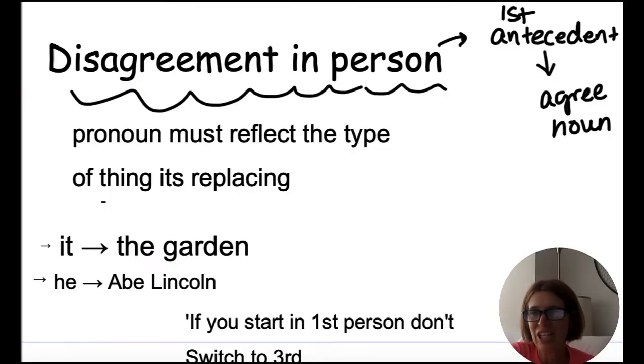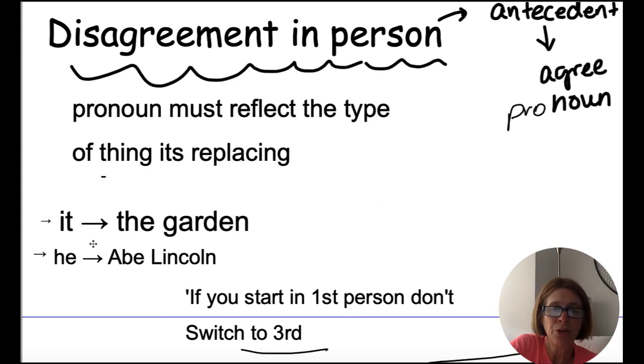All right, so then we really want to think about disagreement in person. First, again, find the antecedent and see if it agrees with the pronoun. Pronouns must reflect the type of thing they're replacing. So the garden would be it, whereas a Blinken would be he. Another little note, if you start in first person, don't switch to third person. That would be bad, okay?